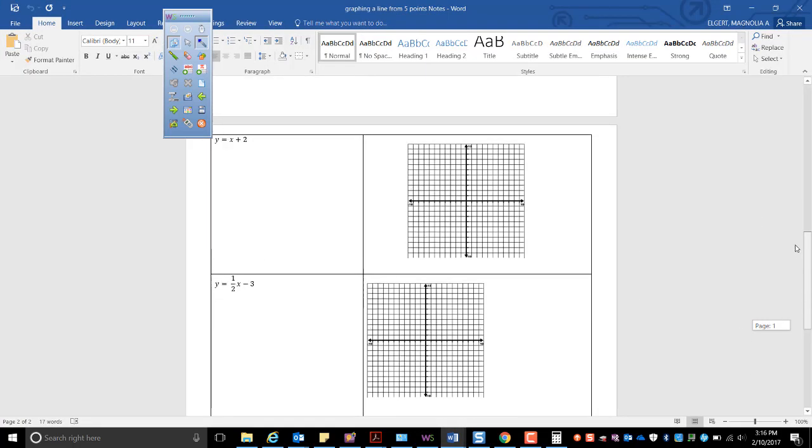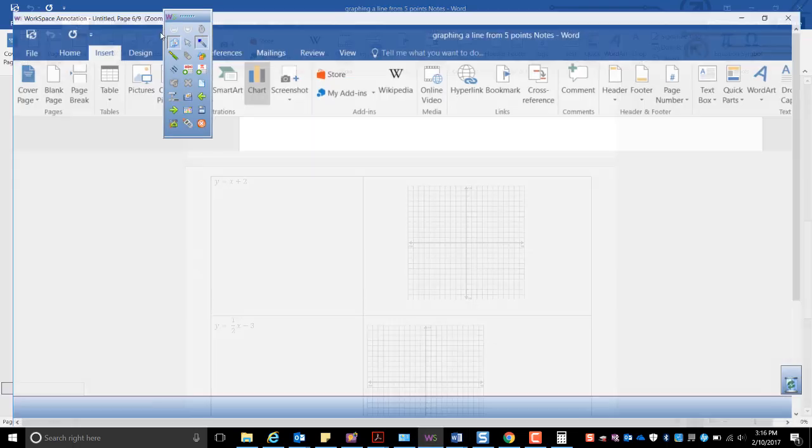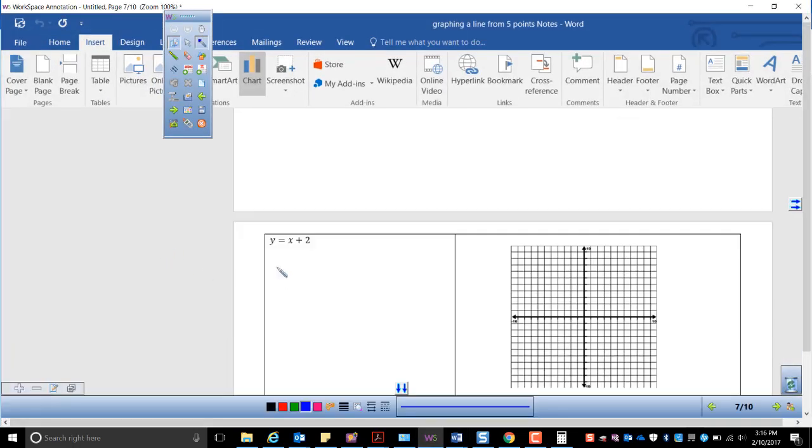The next one I want to do is right here. So let's try it. Okay, this one looks different, but it's really easy. So we have x and we have y. So negative 2, negative 1, 0, 1, 2.